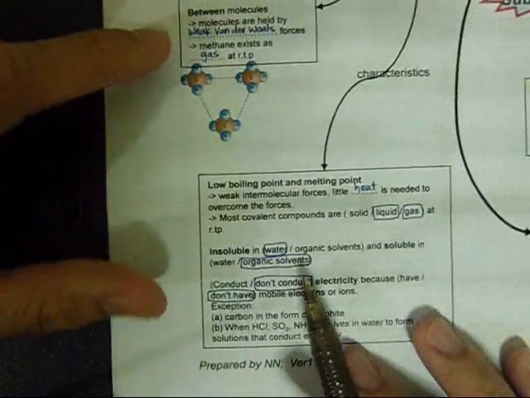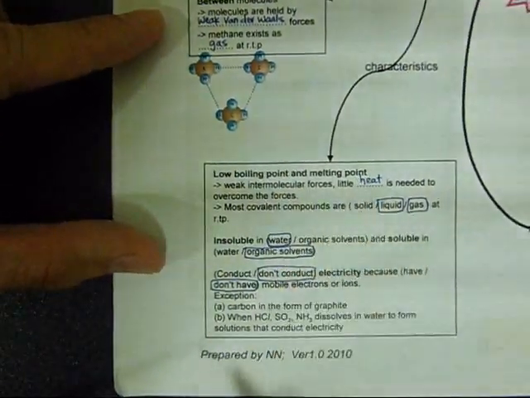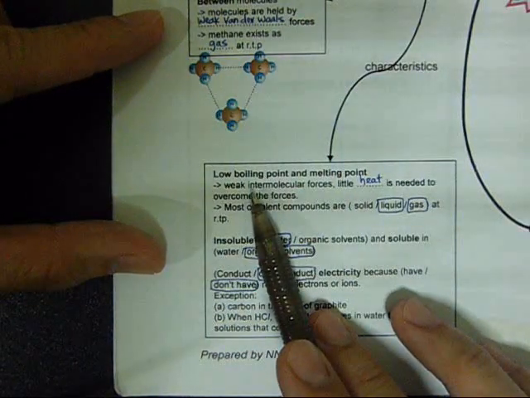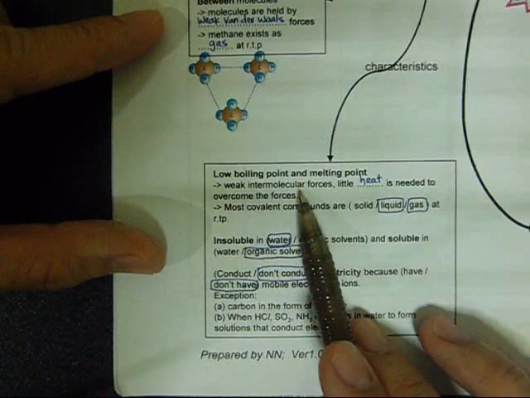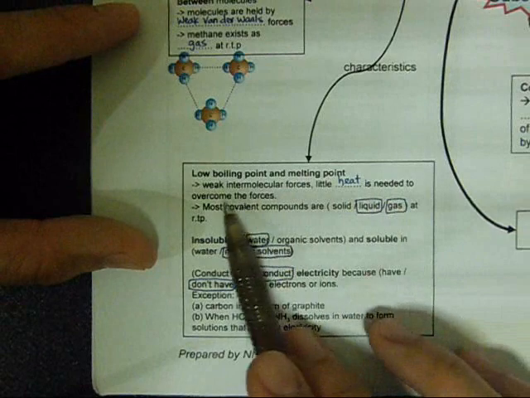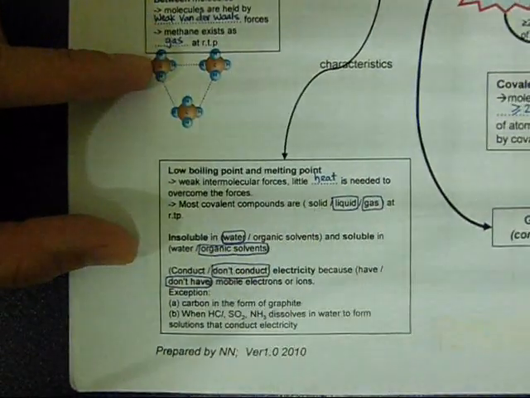So this is in general the characteristics of covalent substance: low boiling point and melting point. And more importantly, you need to know the reason behind the low melting and low boiling point is because of the weak intermolecular forces or weak van der Waals forces. Little heat is needed to overcome the forces. Most covalent compounds are liquid or gas at room temperature and pressure.